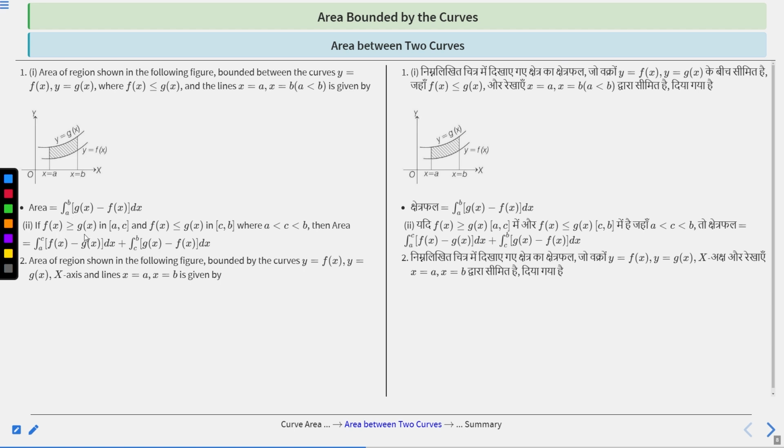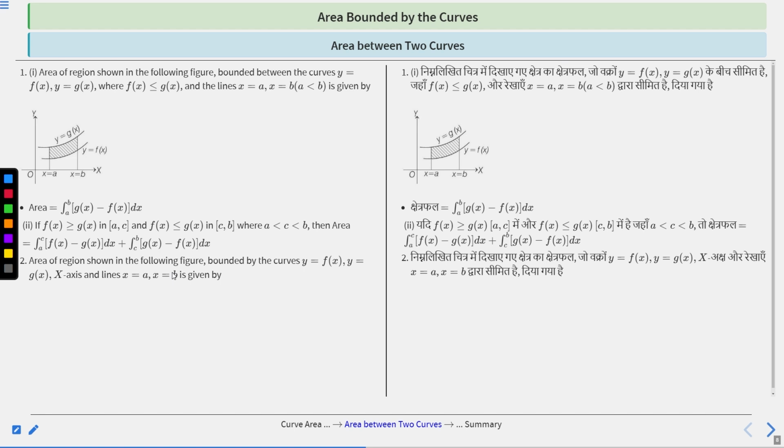Second, if f(x) is greater than or equal to g(x) in a to c, and f(x) is less than or equal to g(x) in c to b, where a is less than c less than b, then the area will be... We will see the reason. See, from a to c, f(x) is greater than g(x). Therefore, the area will be the integral from a to c of f(x) minus g(x) dx, plus in the region c to b, g(x) is greater than f(x), right? Therefore, plus the integral from c to b of g(x) minus f(x) dx. Clear? Therefore, in this way, the area will be positive.